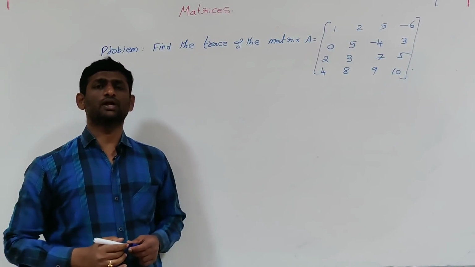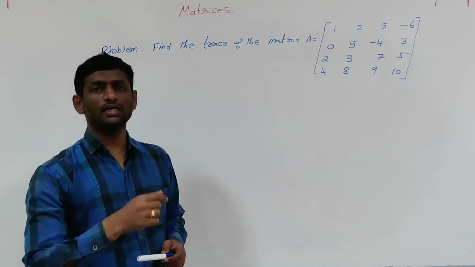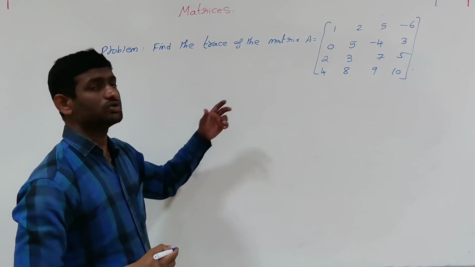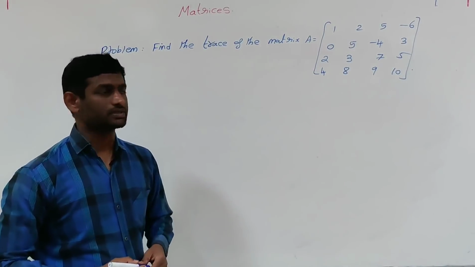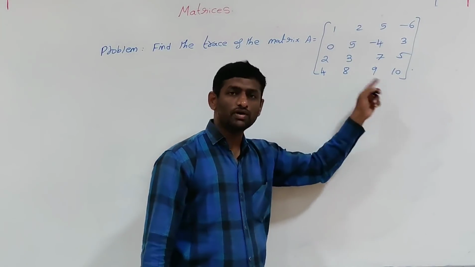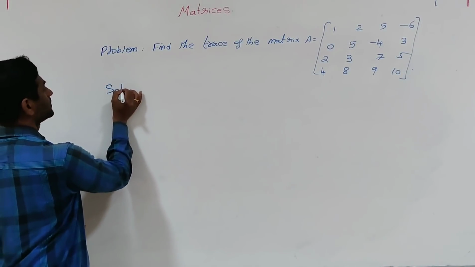What is the trace of a matrix? Yes, the sum of the diagonal elements of a square matrix is called the trace. It means the addition of all principal diagonal elements. So in this, what is the size of the matrix? It is a 4 by 4 matrix, which is a square matrix. Now we'll see what is the trace.